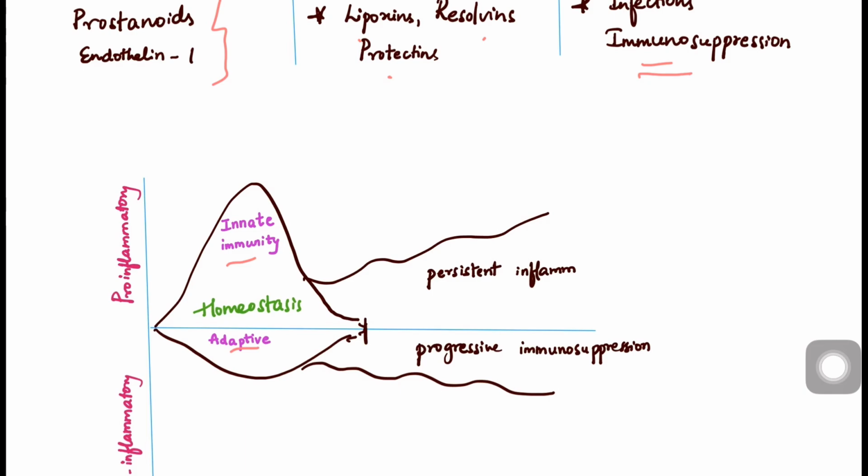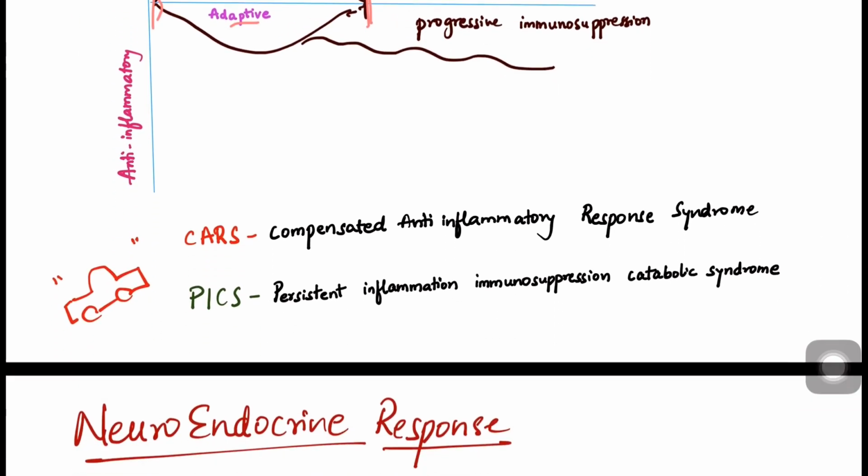If this is a point of injury, this is a point of homeostasis. So this is the graphical representation. If the homeostatic point is not reached, and the patient is still in pro-inflammatory phase, that will cause persistent inflammation, prolonged persistent inflammation. And if it didn't reach the end point and patient is still in anti-inflammatory phase, this will cause progressive immunosuppression.